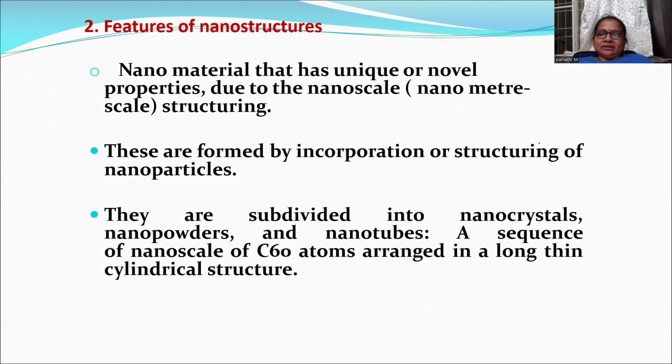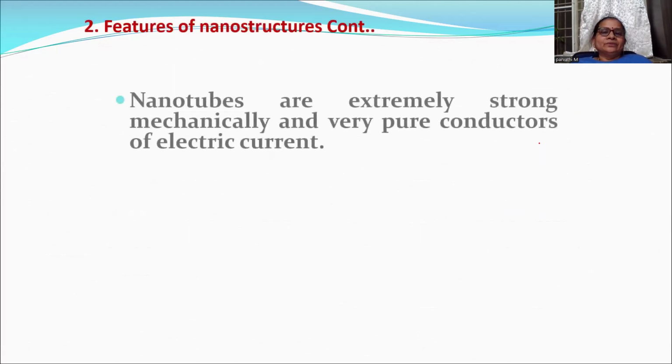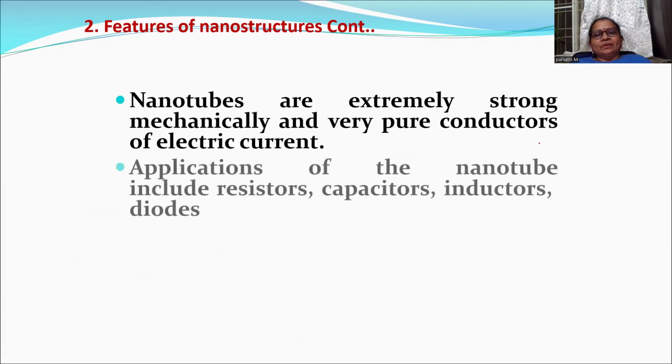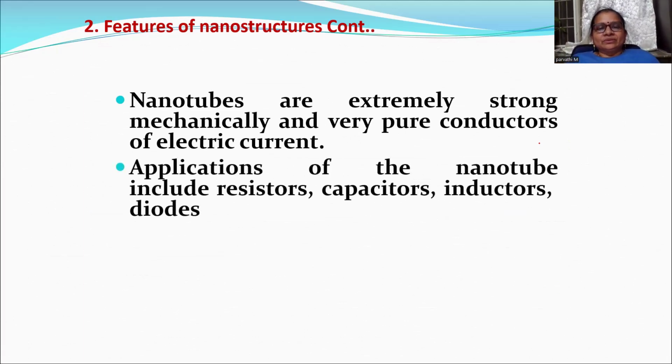These are the nanocrystal materials or nanopowders or nanotubes, a sequence of nanoscale C60 atoms arranged in long, thin cylindrical structures. So nanotubes, as in the first example, you might have seen, are mechanically strong and very good conductors of the electric current. Applications of the nanotube include resistors, capacitors, inductors and diodes.